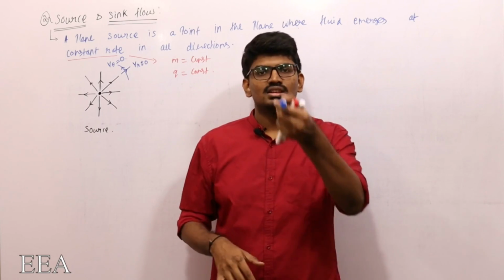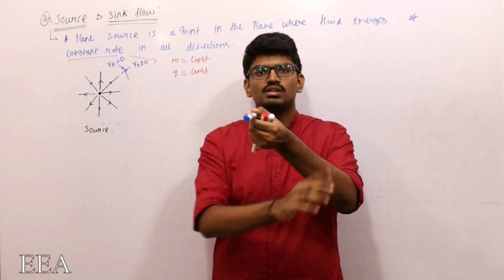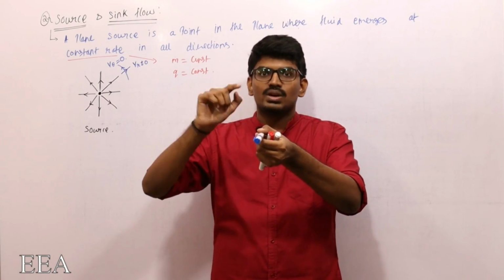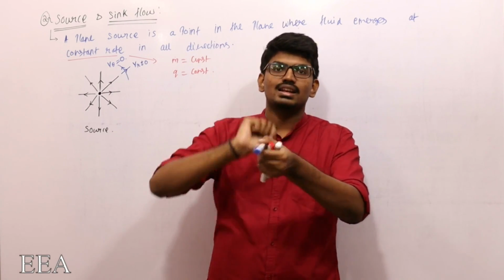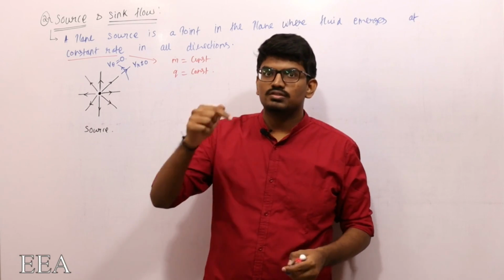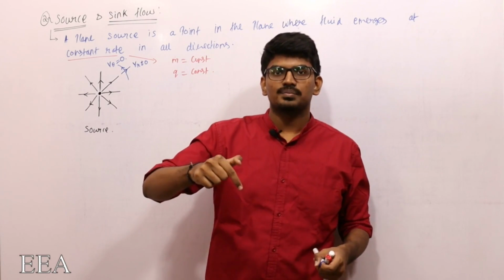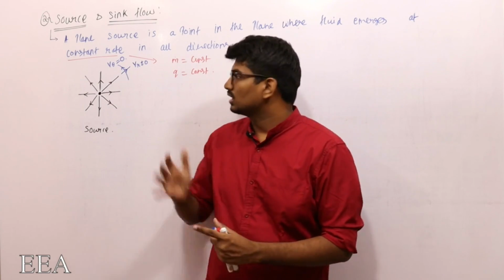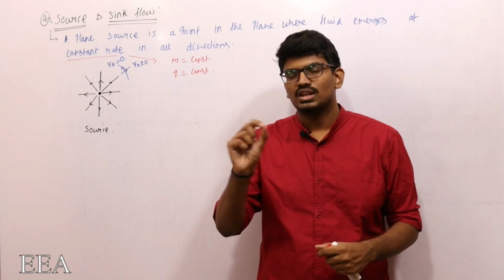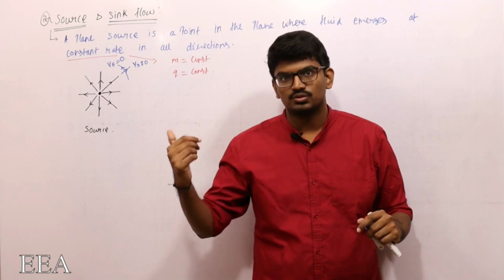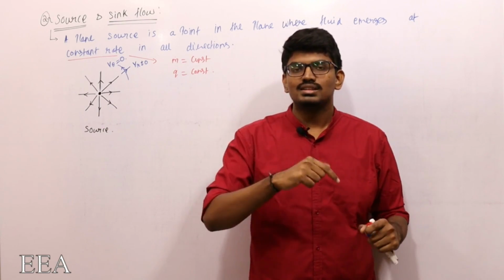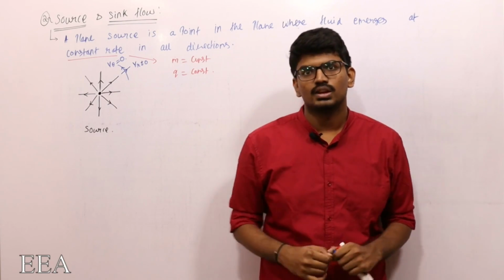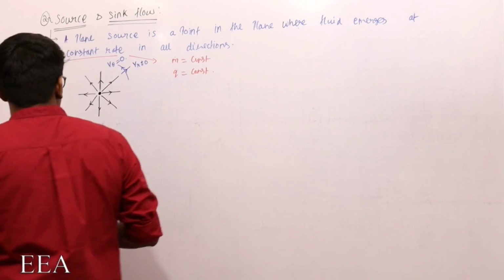Simple, just the opposite. In a sink, all fluid will be entering inside in the radial direction. Again there is no v theta, only Vr, but all the fluid will be flowing inside, maintaining a constant rate. First, let us talk about source. Later on, for sink you just need to change the sign. If you get something plus in source, in sink it should be minus. If you get something minus in source, then in sink it should be plus. That's it.